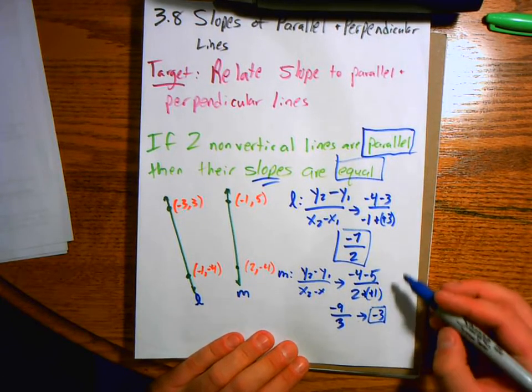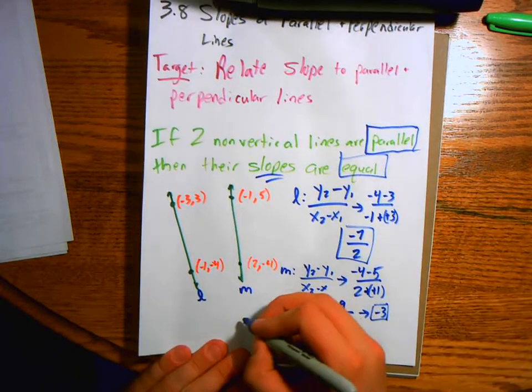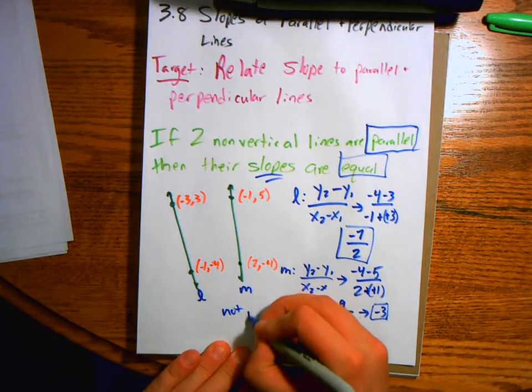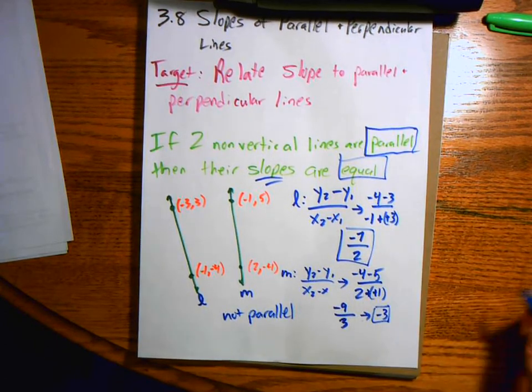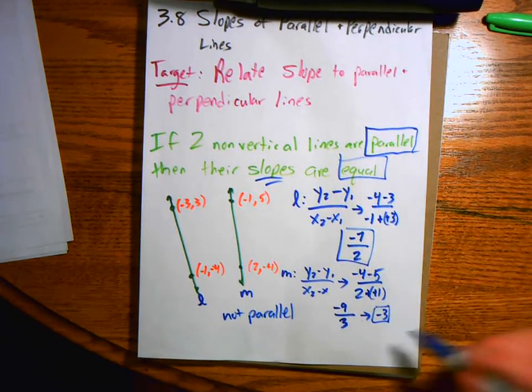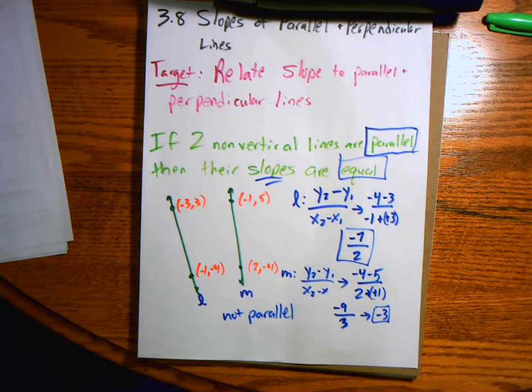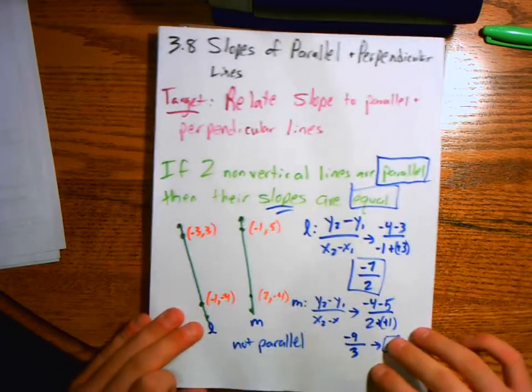Since these slopes are not equal to each other, these two lines are not parallel. Now if the slopes did equal each other, if say slope L was -3 and M was -3, that would mean that we could say that they are parallel, but in this case they are not.